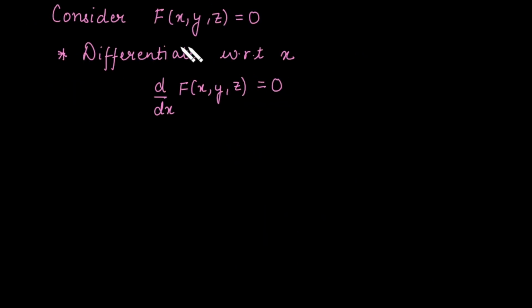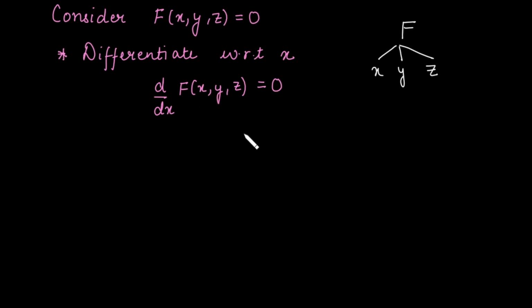Now consider we have an implicit function that is depending upon three variables x, y, z. Now we need to find the derivative of this function with respect to x. In this case, we differentiate with respect to x on both sides, and we get this form because the derivative of 0 is equal to 0. Now in this case, the function is depending upon three variables x, y, z, and we are saying find the derivative with respect to x.